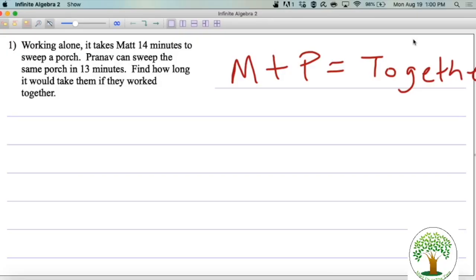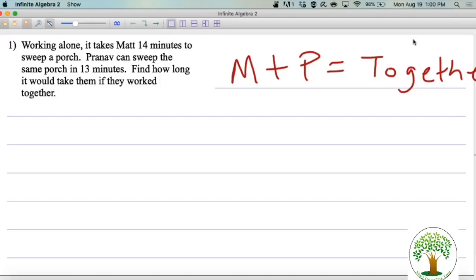So, since we have Matt working a certain amount of time and Pranav working a certain amount of time, we need to break it down so we can put the same things in here. We're going to say, how much does Matt do in an hour, and how much does Pranav do in an hour? How much does Matt do in 1 minute?